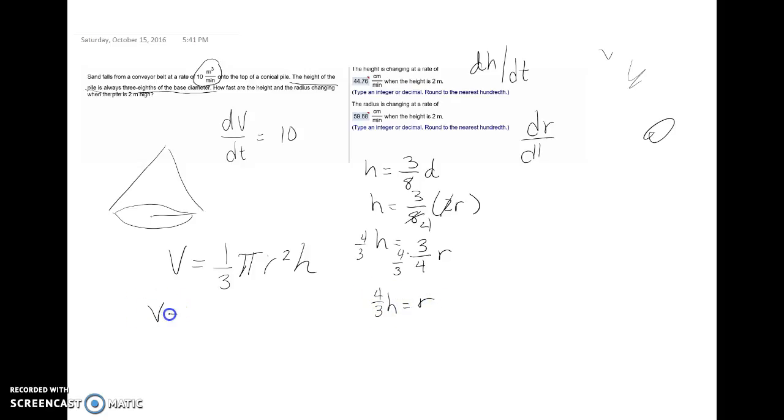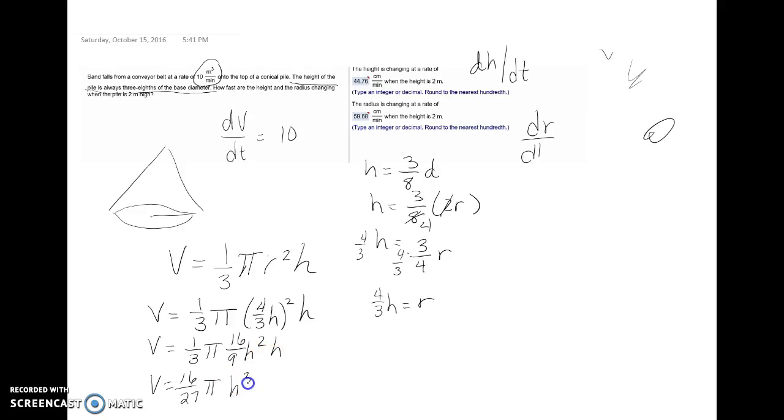So we'll have V equals 1/3 pi (4/3 h) squared times h. So V equals 1/3 pi 16/9 h squared. I have to square the 4/3 and the h times h. So before I even take a derivative, I'm going to simplify this even more. I can multiply the 1/3 times the 16/9. So V equals 16/27 pi, and then h squared times h is h cubed.